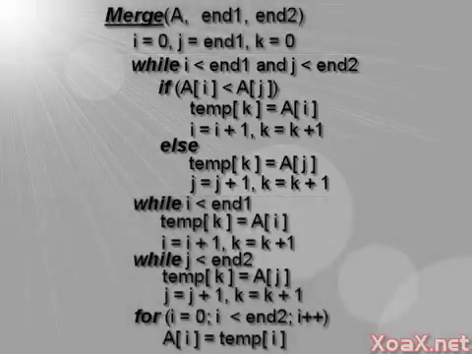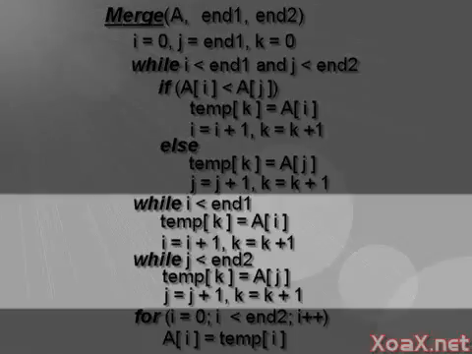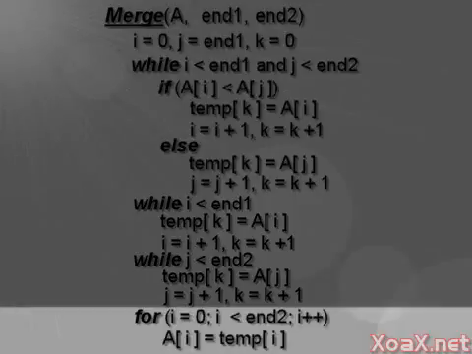We just need to copy the remaining largest elements. We do this by running these two while loops which copy the remaining largest elements from the first or second array. This final for loop copies the merged elements from the temp array back to the original array.